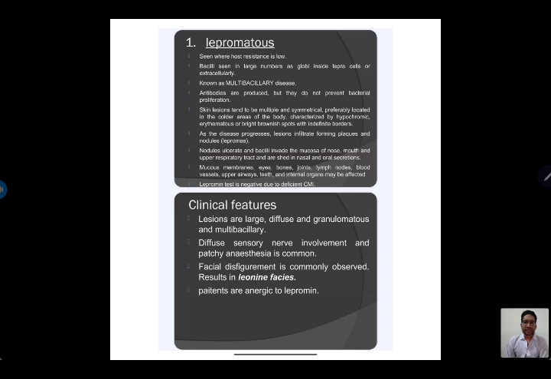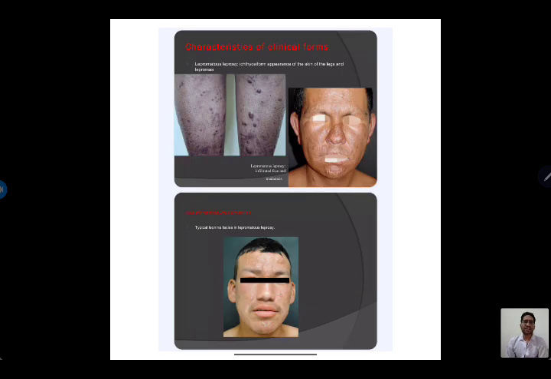Clinical features: lesions are large, diffuse, granulomatous and multibacillary. Diffuse sensory nerves are involved and patchy anesthesia is common. Facial disfigurement is commonly observed, resulting in leonine facies, lion-like faces. The patients are anergic and lepromin negative, characteristic of this clinical form. You can see the typical lesions from the lepromatous leprosy.